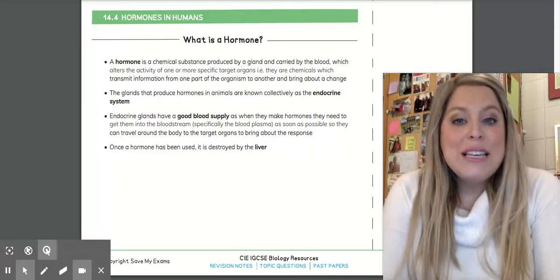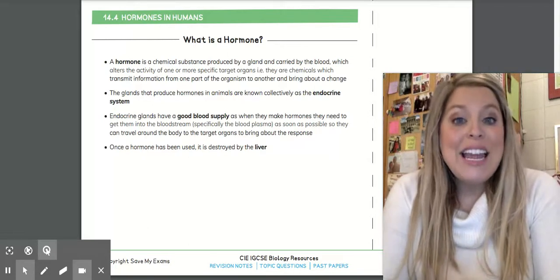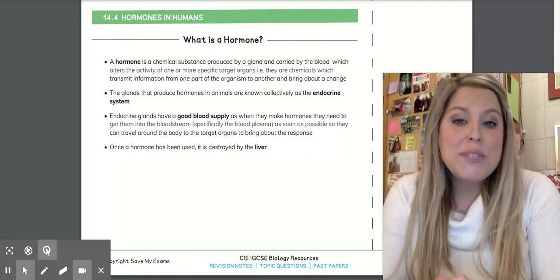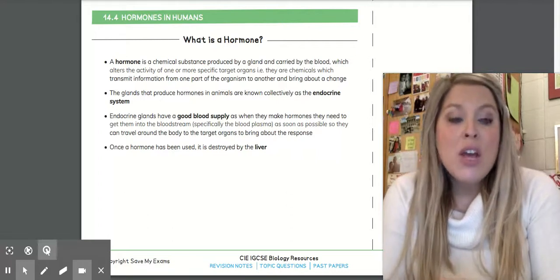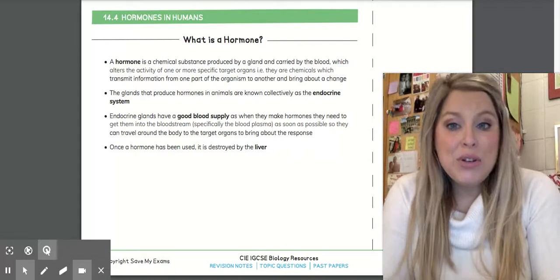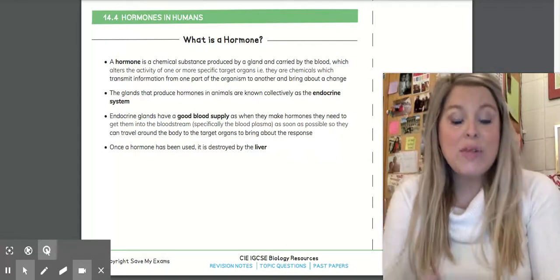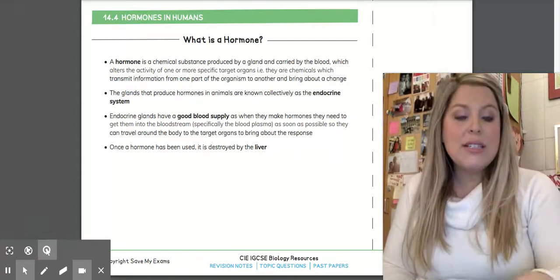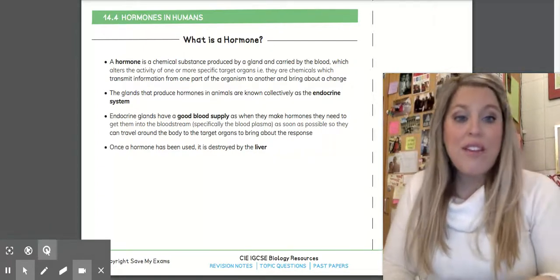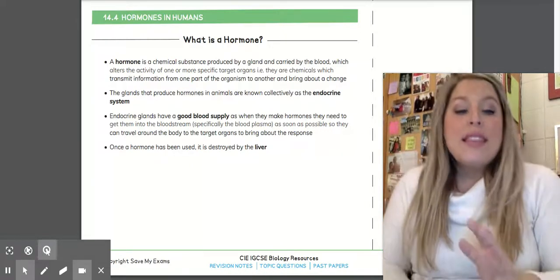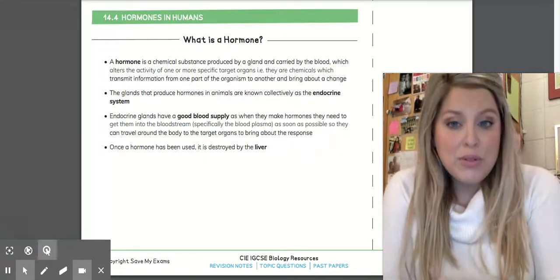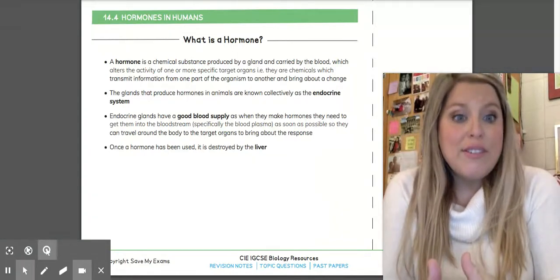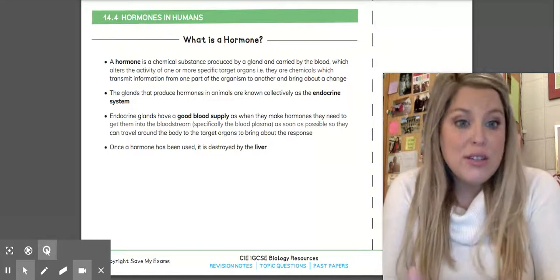A hormone is a chemical substance produced by a gland and carried by the blood, which will alter the activity of one or more specific target organs. So these are chemicals which transmit information. In the coordination and response unit, we were looking at electrical impulses and how they caused some sort of effect in our body. This is dealing with a chemical transmitter of information for the body to bring about some sort of change.